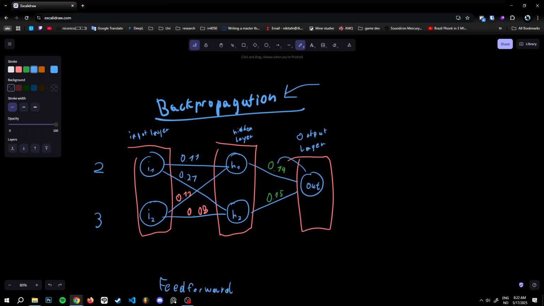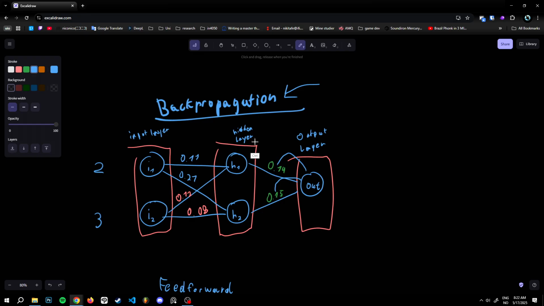So we need to calculate this weight, then update this weight, then update this weight, then we need to go into here. We need to see how much of an error this had. Then we need to go up and update this weight and update this weight. And the same goes for here. We go into here, we calculate how much of an error this had, we update this weight and we update this weight.